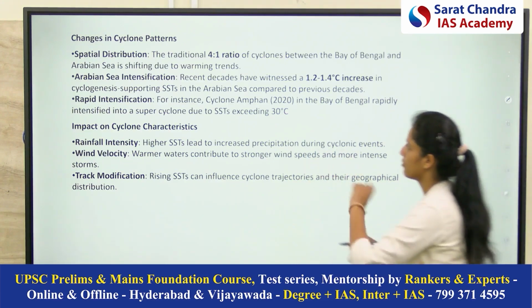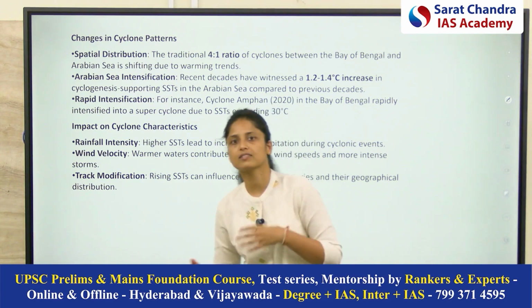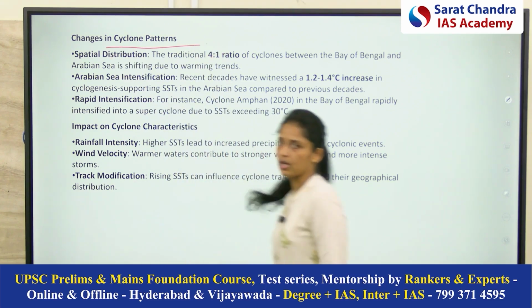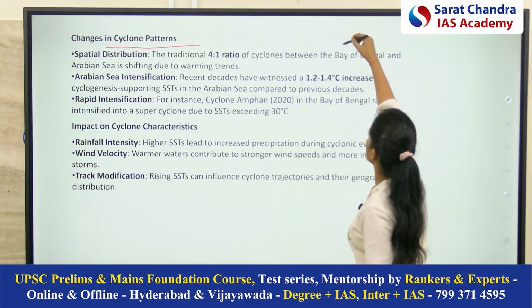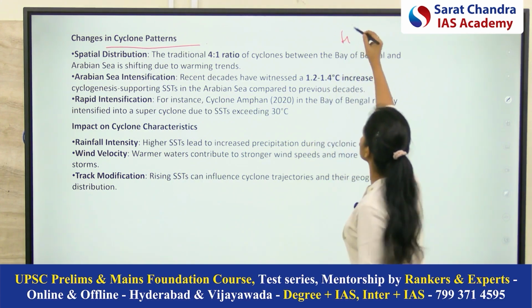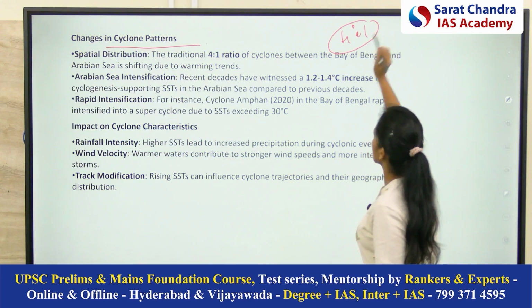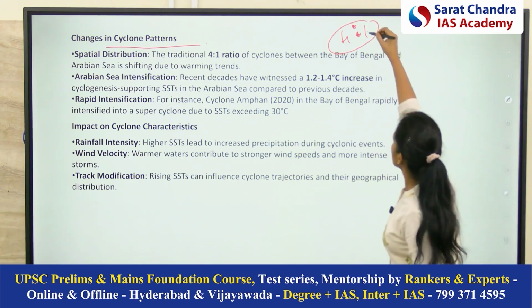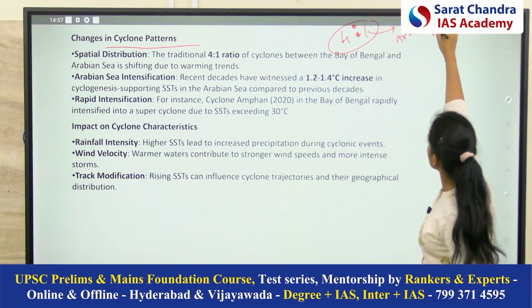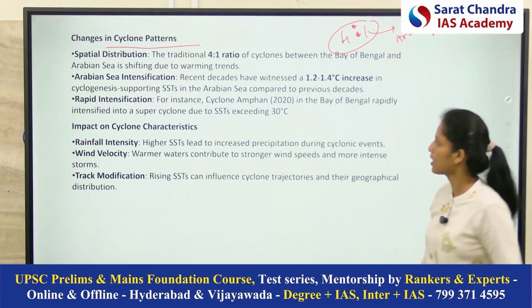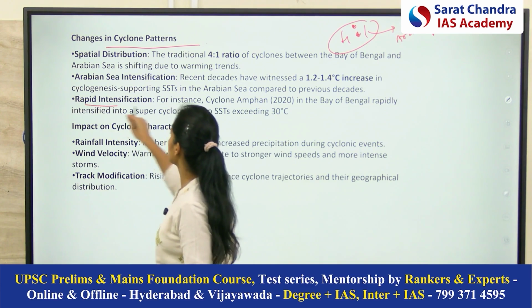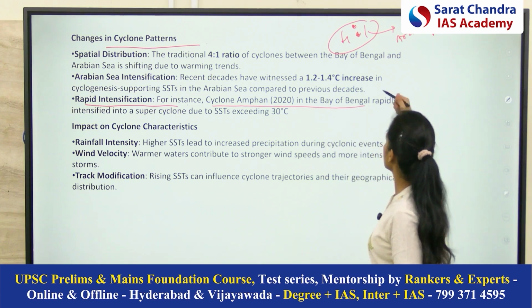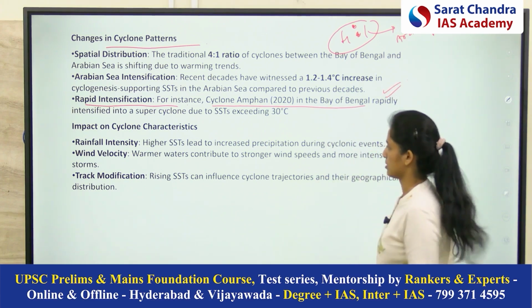Okay, now we have discussed the impact on cyclones. Then we should discuss various dimensions also, that is, how the patterns of cyclones are affected. Generally we say that the ratio of cyclones in Bay of Bengal to Arabian Sea is 4:1, meaning more cyclones occur in the Bay of Bengal. But over a period of time, as the temperature is increasing, the frequency in the Arabian Sea is also increasing. So this ratio also got distorted. Second thing is the rapid intensification, which we already discussed. Because of the temperature rise, super cyclones like Amphan can become more frequent in future.